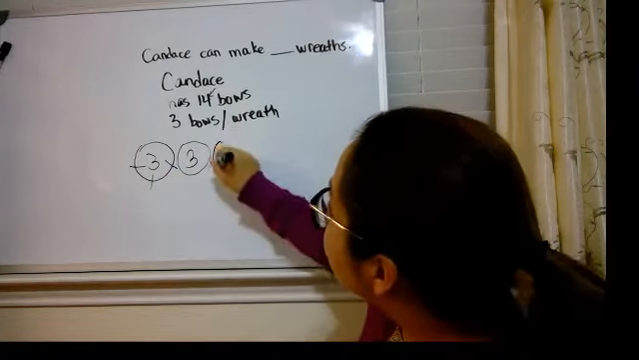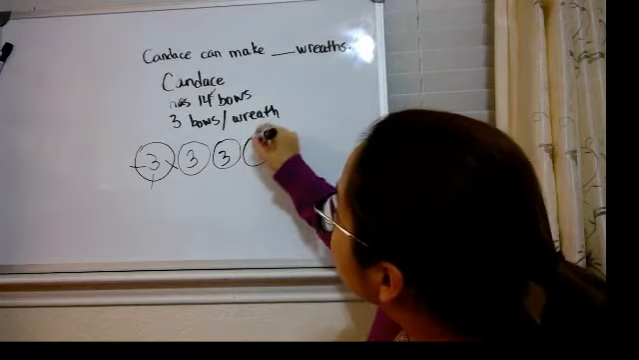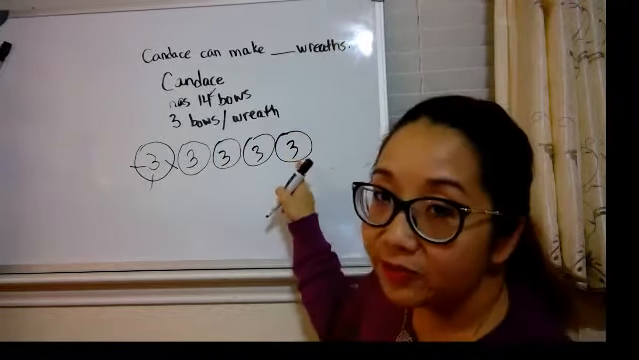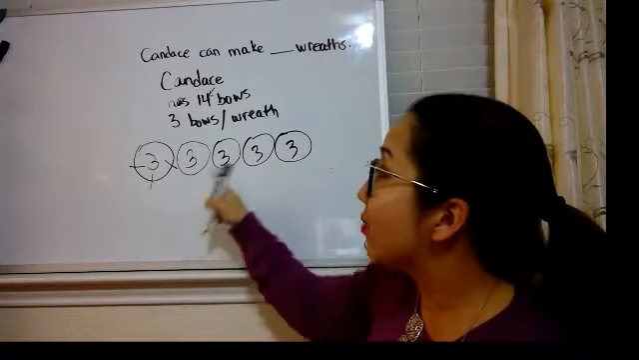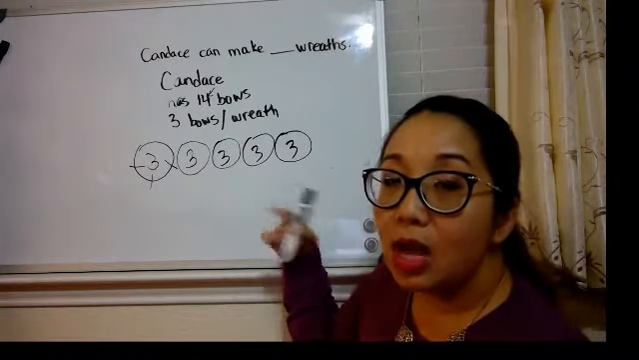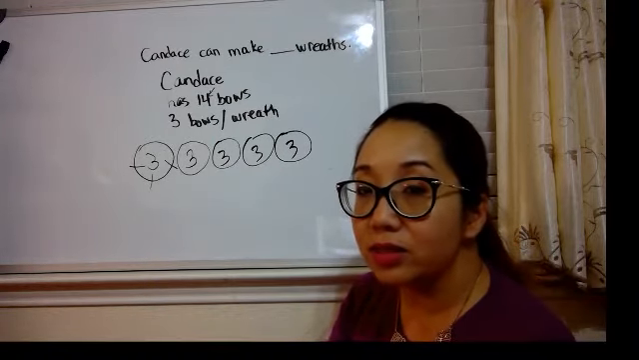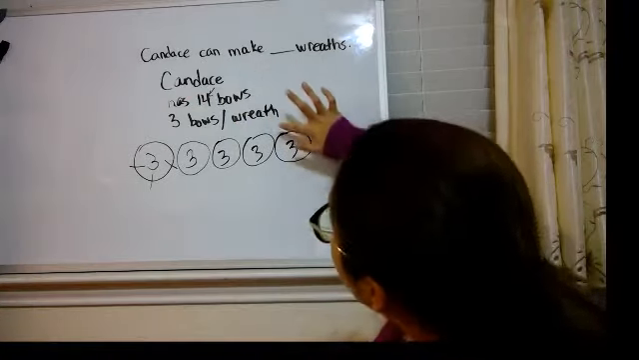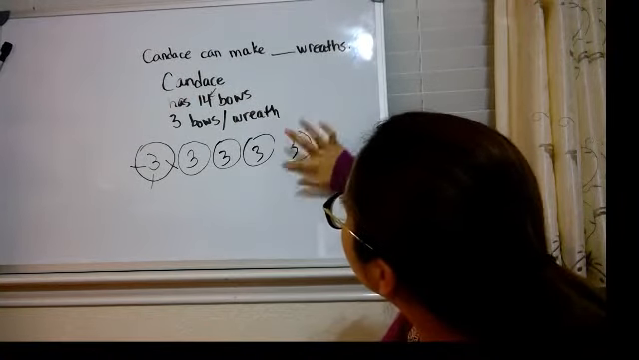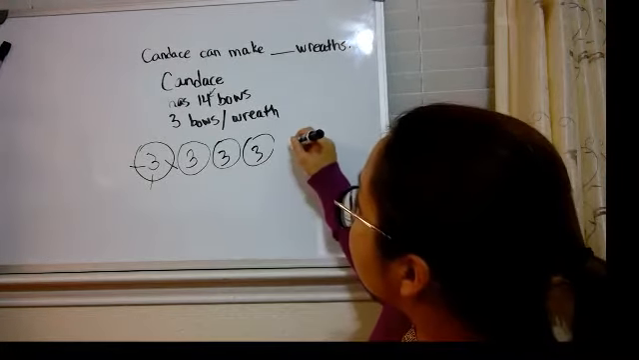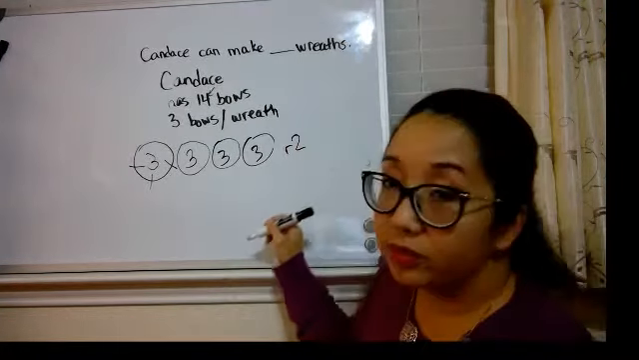3, 6, 9, 12. Oh, that would be 15. Okay, so if I make 5 wreaths, I would need 15 bows. Does she have enough to make 5 wreaths? No, because she won't have enough. 3, 6, 9, 12. How many bows will she have left? She's got 2 left over.